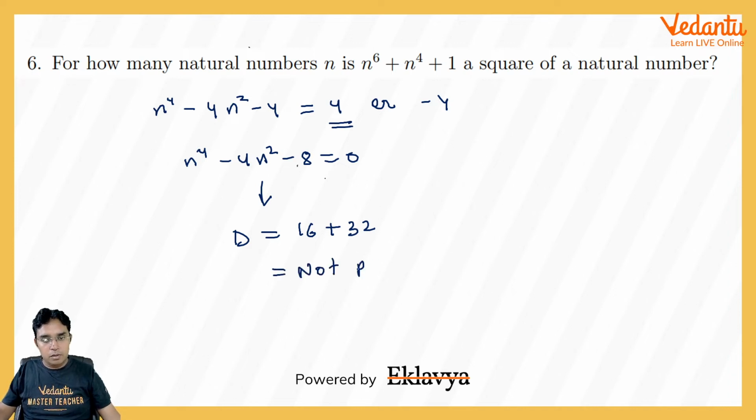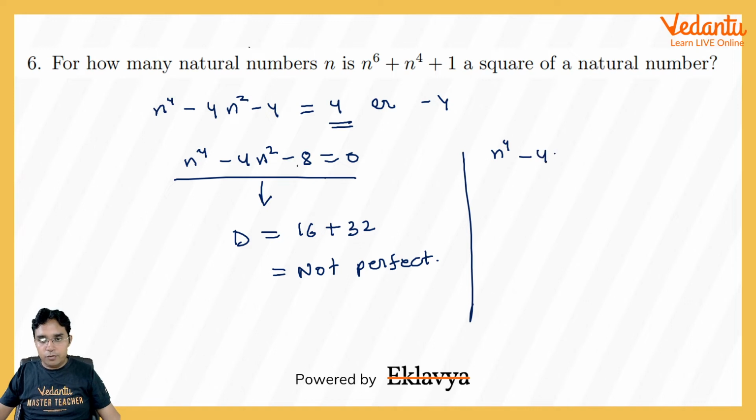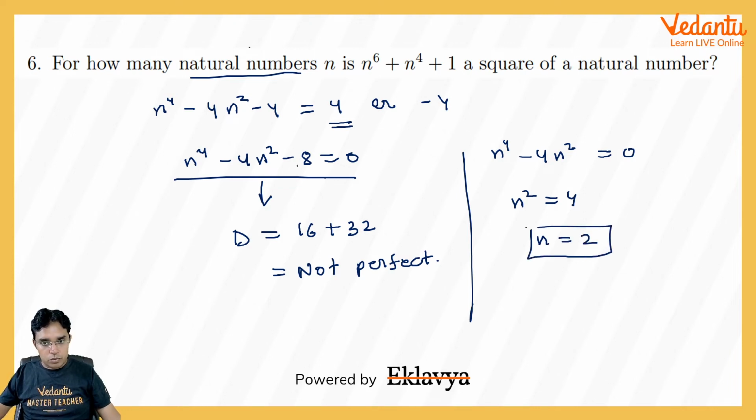So we cannot get a rational root for this quadratic. But if I take the other case, n power 4 minus 4n square minus 4 is equal to minus 4, then it will become 0. In this case, my n square will be 4, and we are looking for natural numbers n. So the only value of n will be 2. Okay, so the answer for this would be 1. How many natural numbers are they asking?